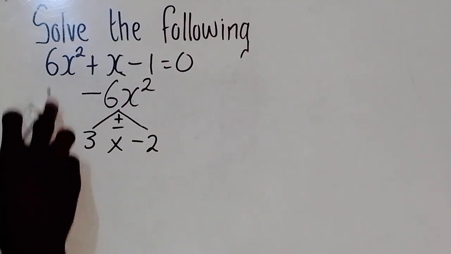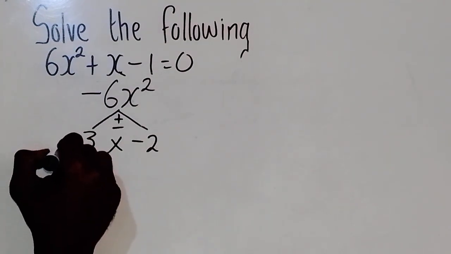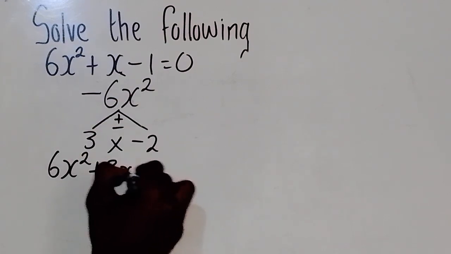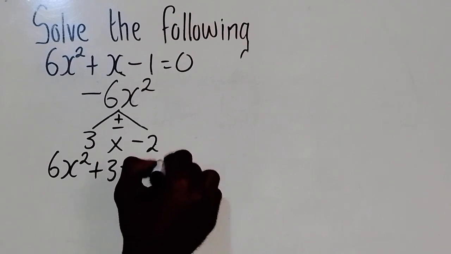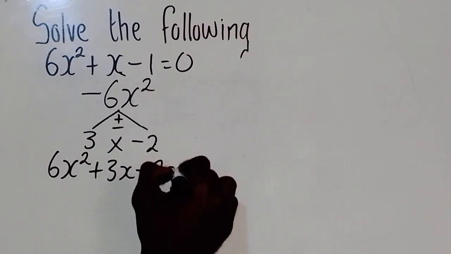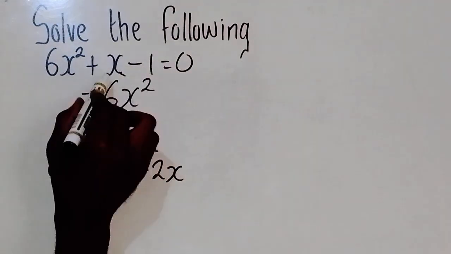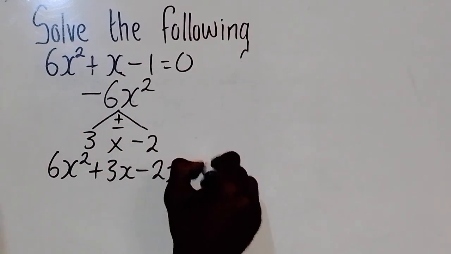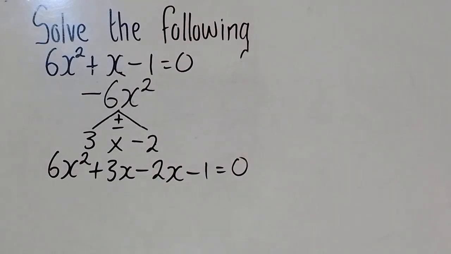So now we do this. It is now 6x squared. You pick positive 3x. You pick negative 2, negative 2x. Then you pick this one. So this part here has been replaced by this one. So negative 1 equal to 0.